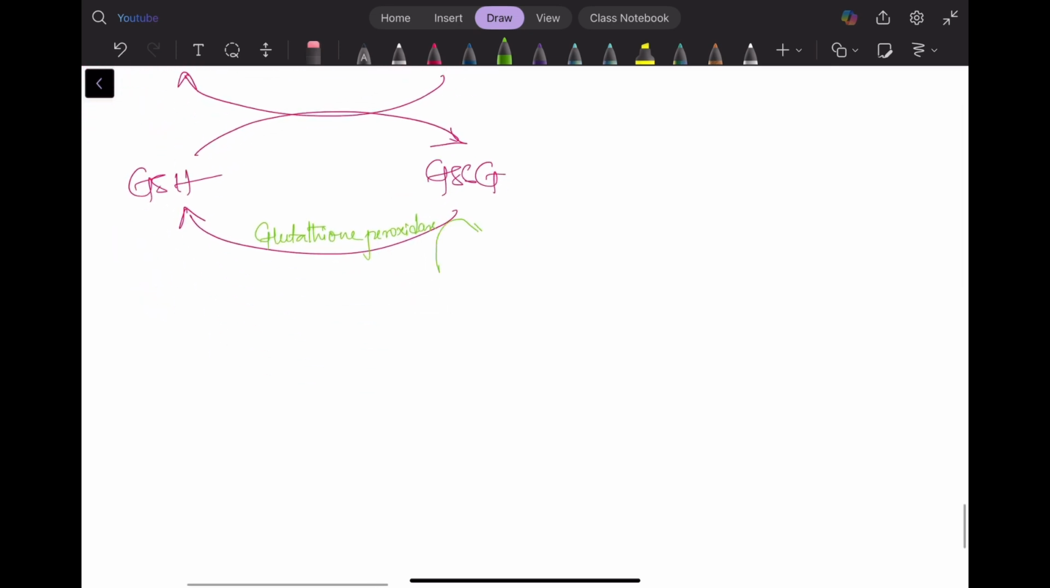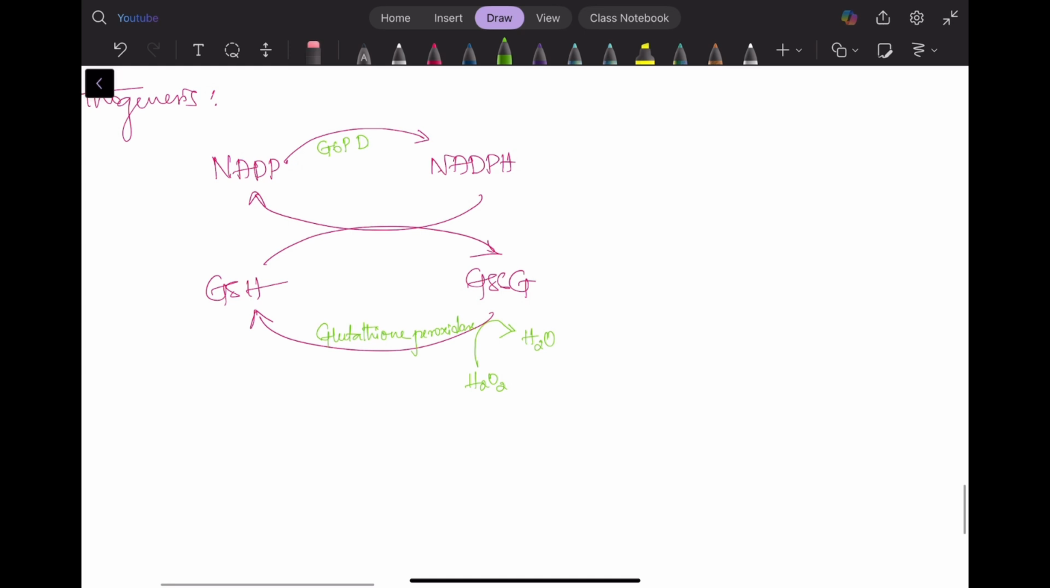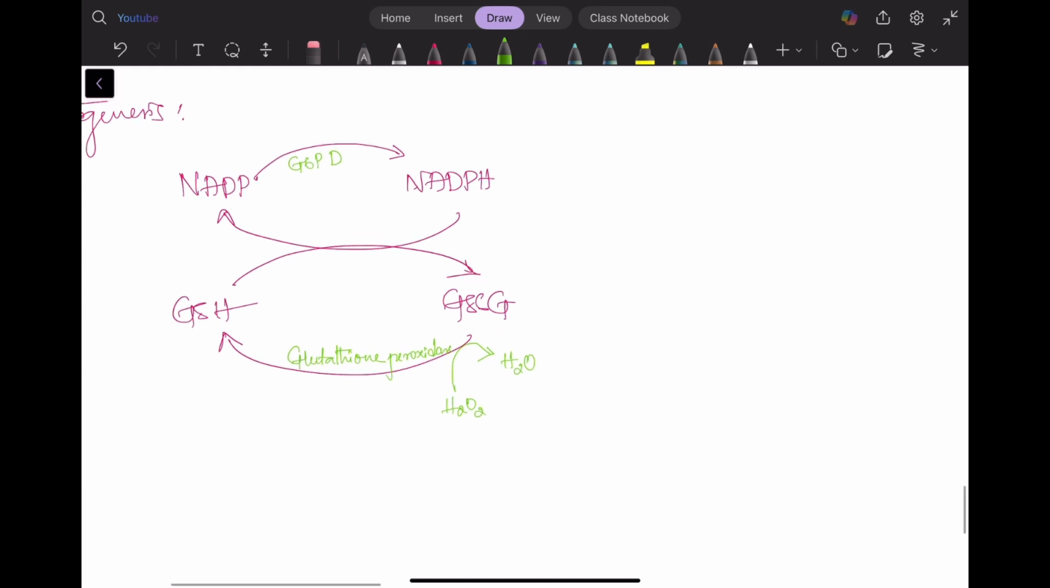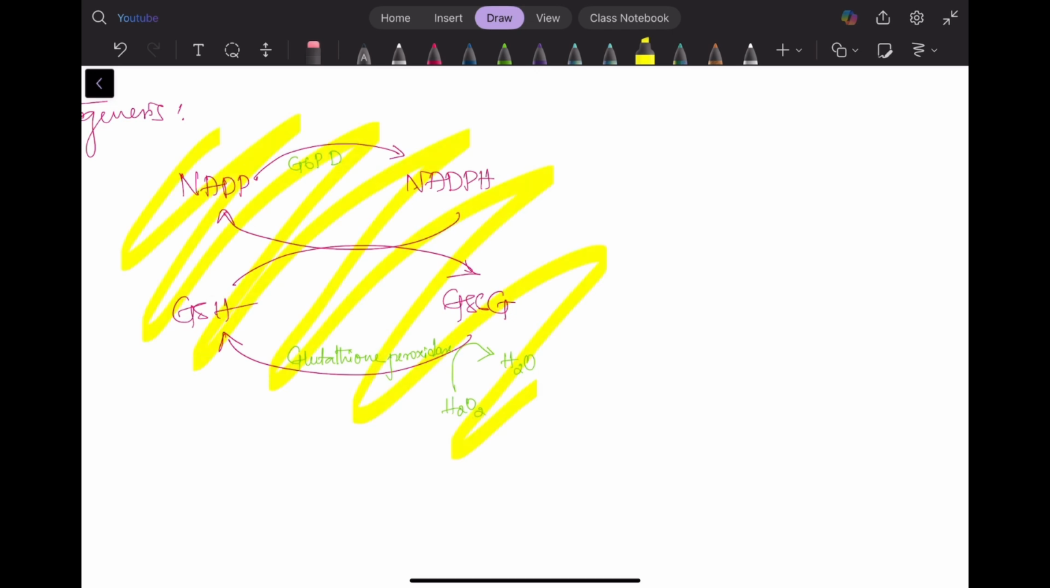So here we have one more step where hydrogen peroxide is converted to water. So this is what we normally see in our body. So what is this? You got the biochemistry. What is this?